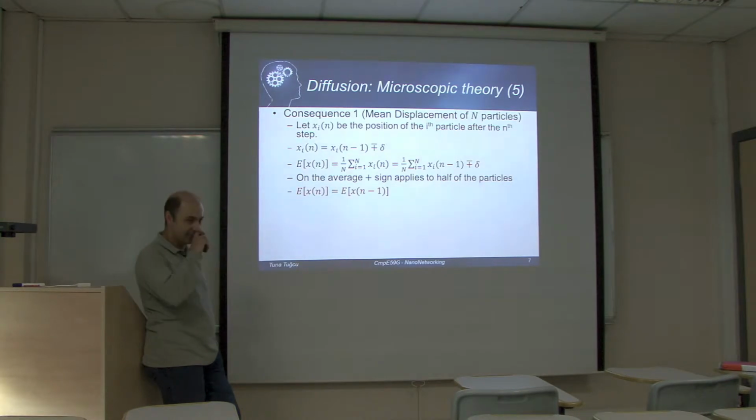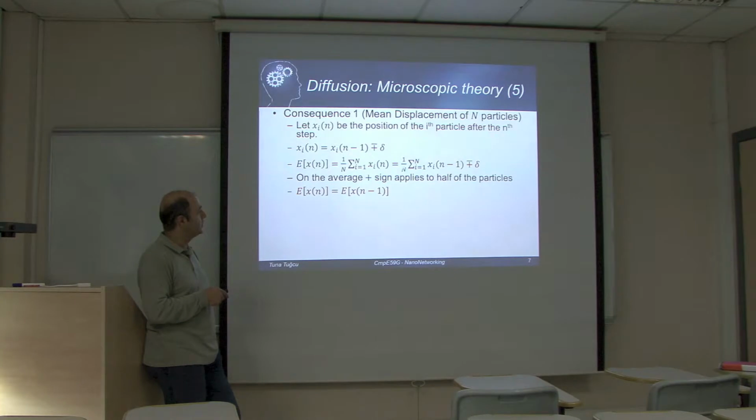You said we discard plus minus deltas. Okay, but look at the expressions here. This is what? This is the expected value of displacement after n steps, expected value of x of n. That's the left-hand side. How about this thing? I said I can discard this, the red part. How about this thing? This is the expected value of displacements after n minus 1 steps.